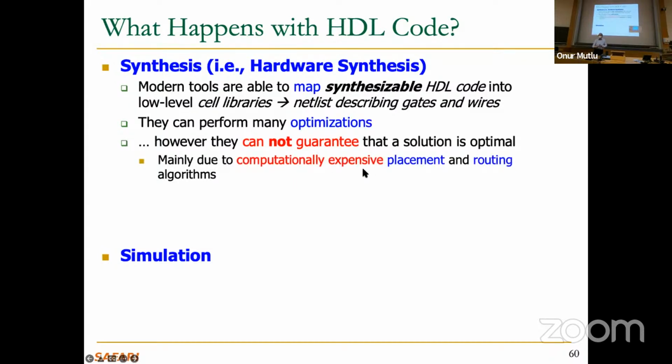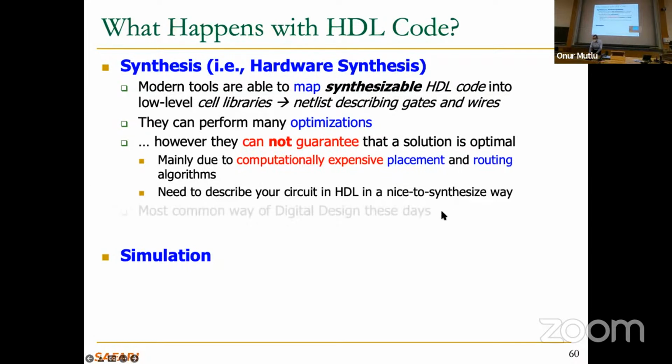And again, the algorithms that are employed in these tools are fascinating, but they're out of the scope of what we're going to see. Just keep in mind that they're computationally expensive. So the placement and routing algorithms are very computationally expensive. So if you really want your circuit to be synthesized nicely, you need to describe your circuit in HDL in a nice to synthesize way.